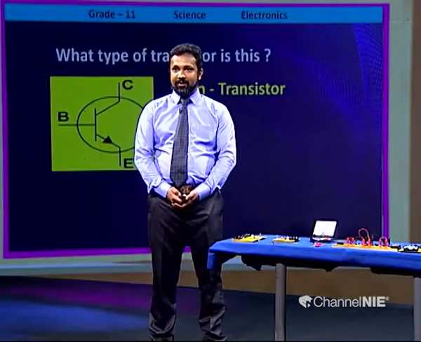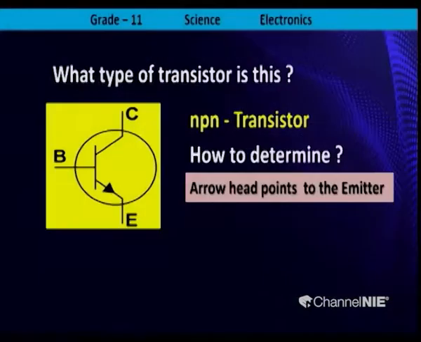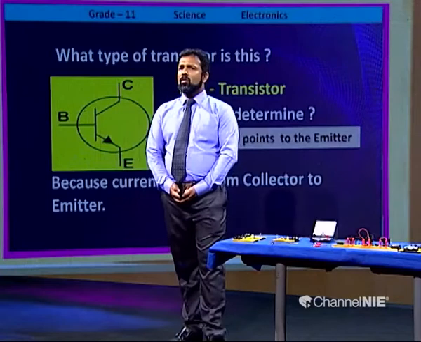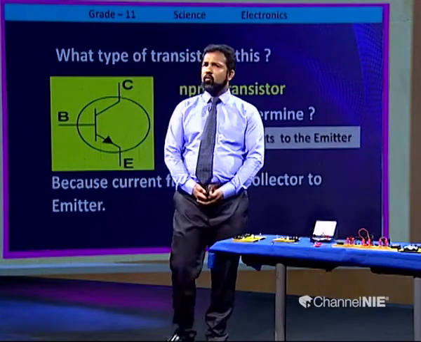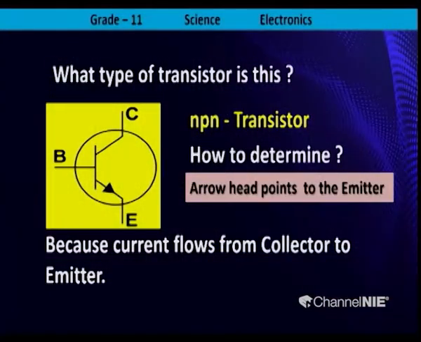Right, my dear children. How to determine that? As I told you, the arrowhead points to the direction of the emitter. This is how we determine NPN transistors using the given symbol. If I ask you another question, what is represented by this arrowhead? The arrowhead represents the direction of current. As you can see, current flows from collector to emitter in NPN transistors.